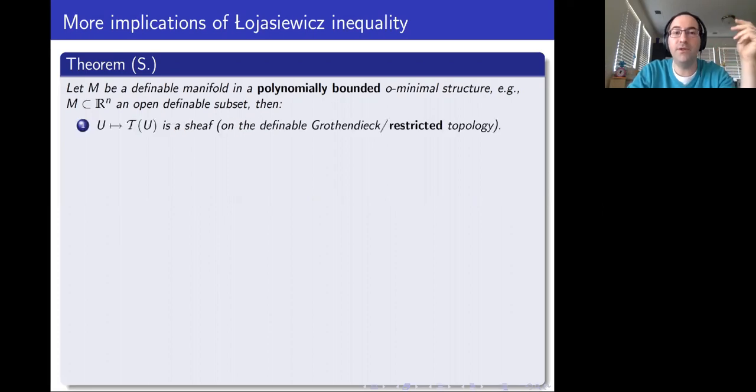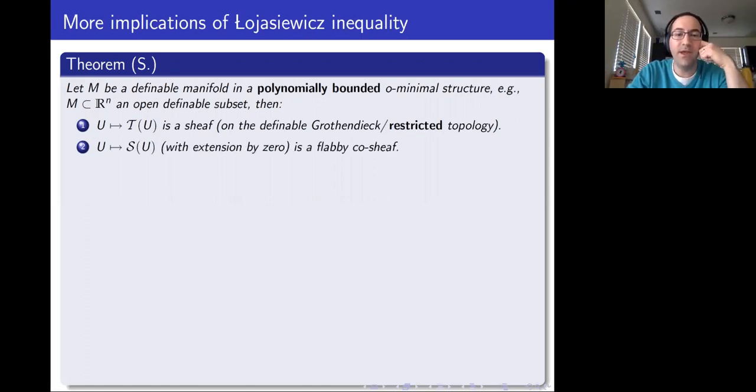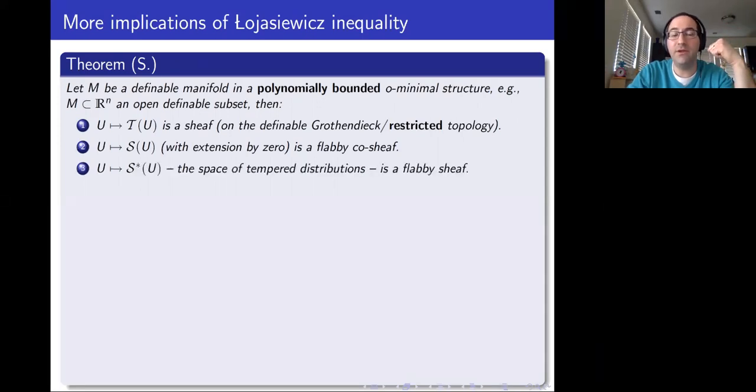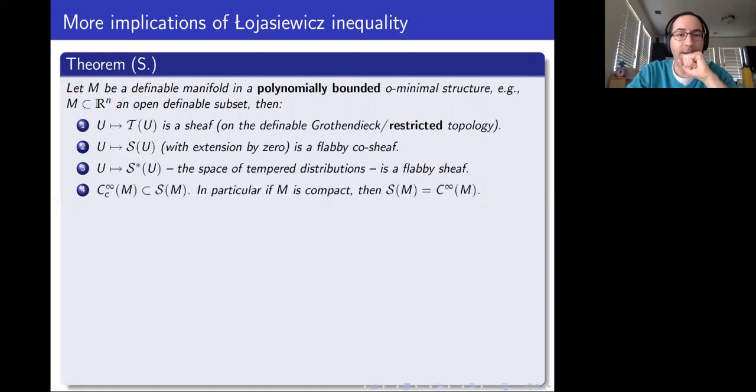And then you have many nice properties. The assignment of tempered functions is a sheaf in the correct sense, with a Grothendieck topology or restricted topology. The assignment of Schwartz functions is a flabby cosheaf. And the assignment of tempered distributions, which is just the continuous dual space to the Schwartz space, is a flabby sheaf. I'm not explaining what these things mean; I just want to emphasize that if you're interested in this business, there are other things to see. Any compactly supported function on these manifolds is Schwartz. In particular, if you have a compact manifold, any C-infinity function is Schwartz.